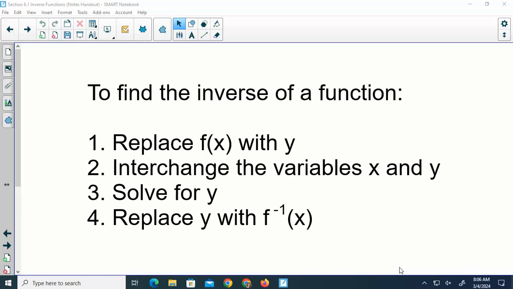Remember, this was a notes handout. You should have a package for that. So change f of x to y, switch x and y, solve for y, and then at the very end, instead of y, we write f to the -1, that f inverse of x.